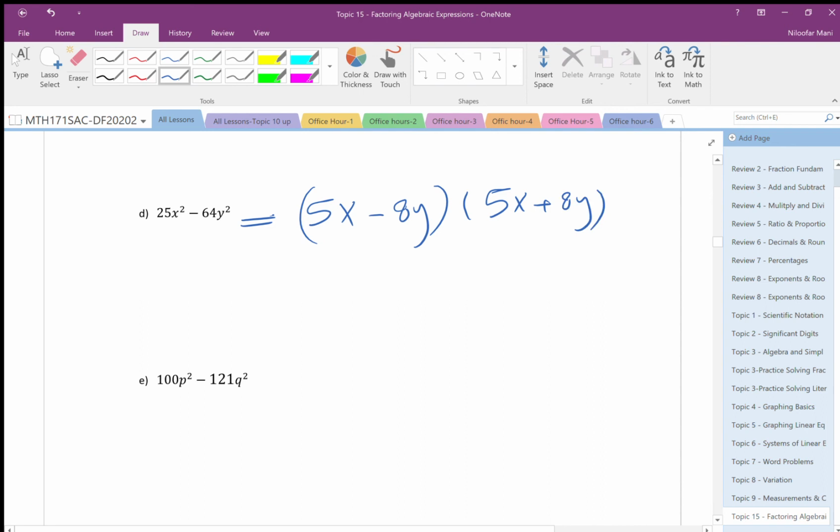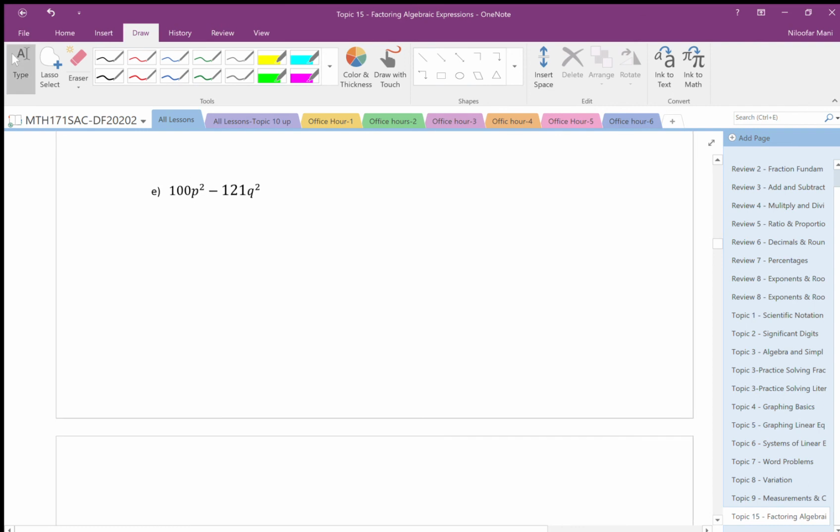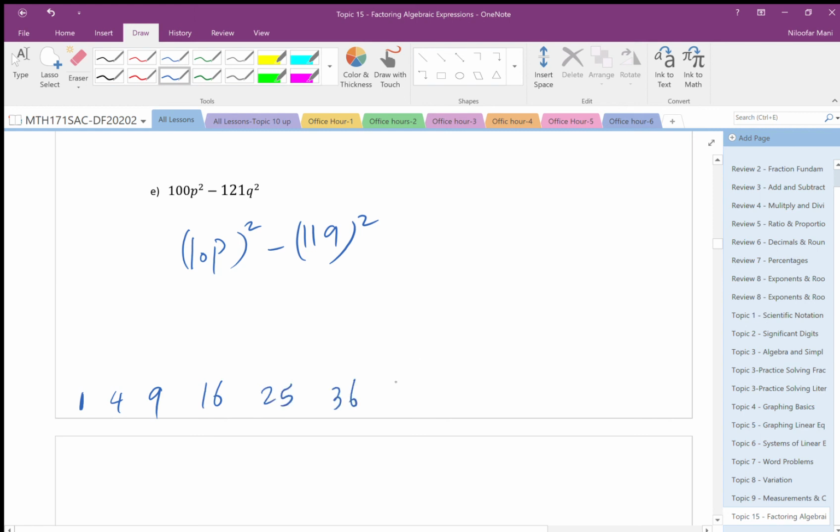How about the next one? Maybe for some numbers you have to use your calculator. Here I use my calculator and I see it is 10p squared minus 11q squared. For some numbers I know. For example, for 1 I know it's 1 squared. For 4 it's 2 squared. For 9 it's 3 squared. 16 is 4 squared. 25 is 5 squared. 36 is 6 squared. 49 is 7 squared.